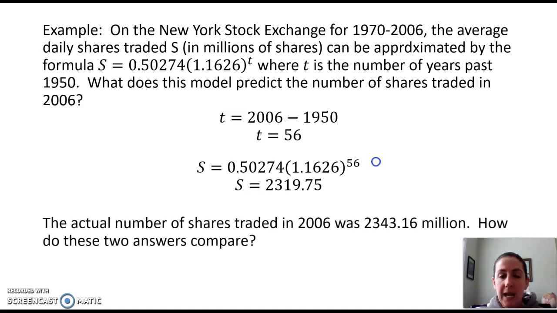Well, it turns out that the actual number of shares traded in 2006 was 2,343.16 million shares. We predicted it was going to be 2,319.75 million shares. How do these answers compare? Well, considering that this is measured in millions, these numbers are really, really close, so it was a pretty good model. All right, that's it for now. See you next time.